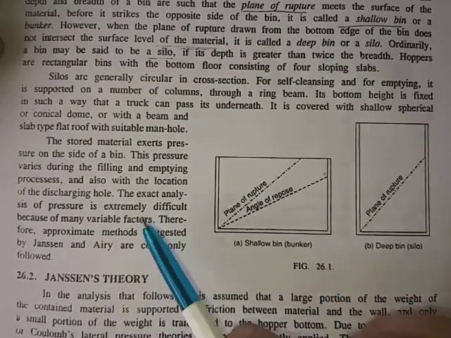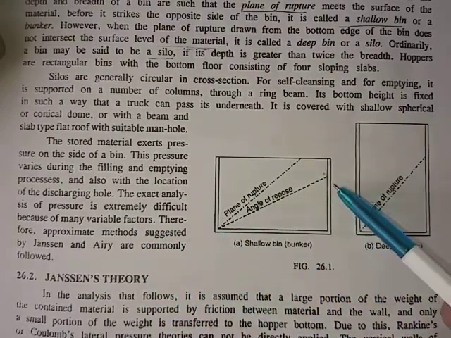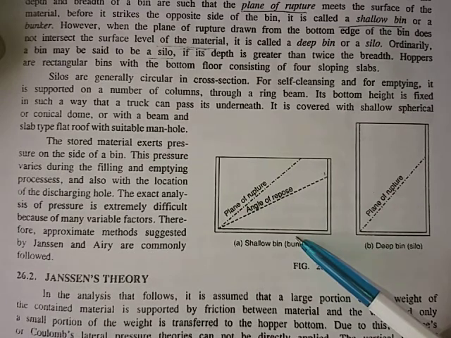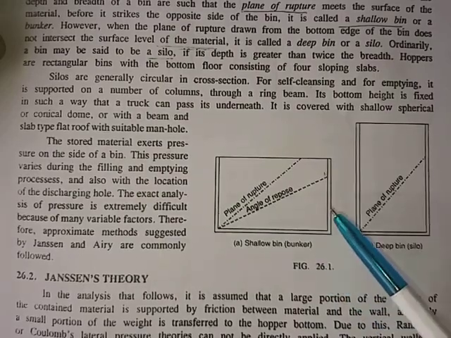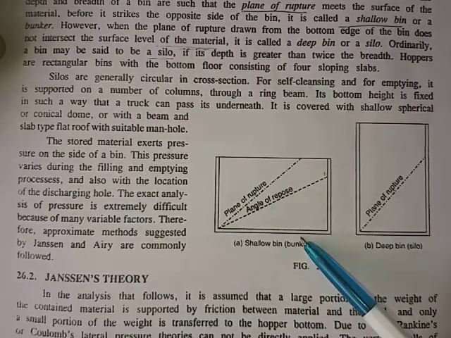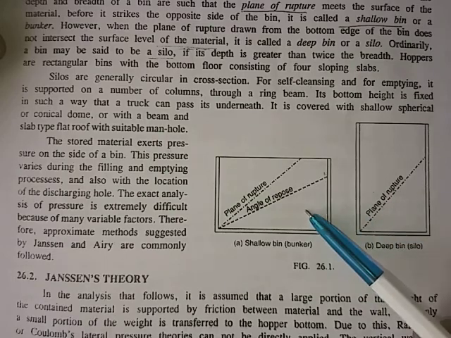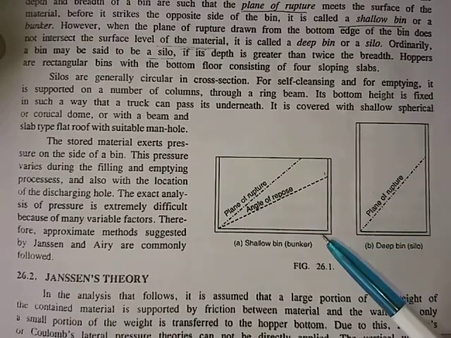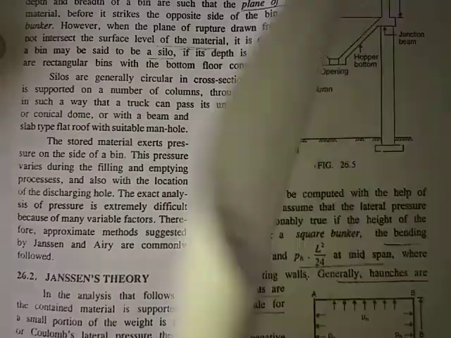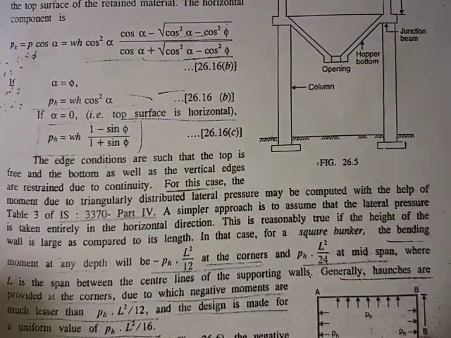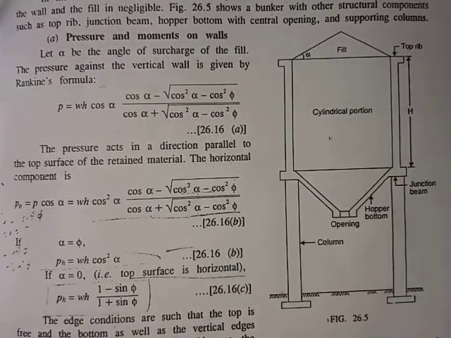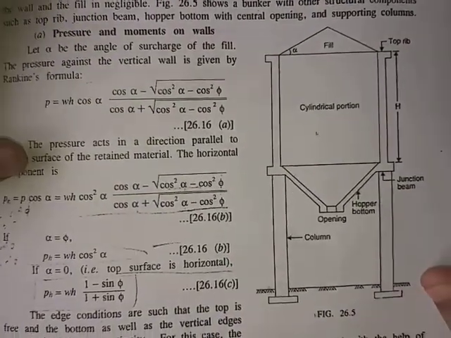Also, the length, the height, and the width ratio is another point to differentiate between the bunker and the silo. If the height to width ratio is more than 2, approximately 2, it is known as a silo, and if it is less than that, it is called a bunker. So in this lecture today, we are going to discuss the design of the bunkers. Let's see what the component parts of a bunker are.